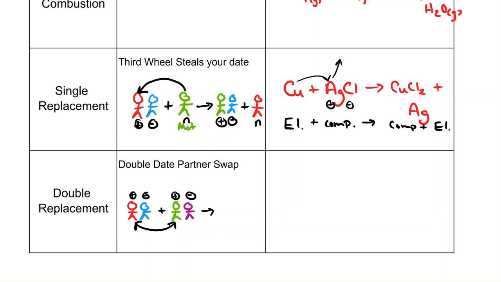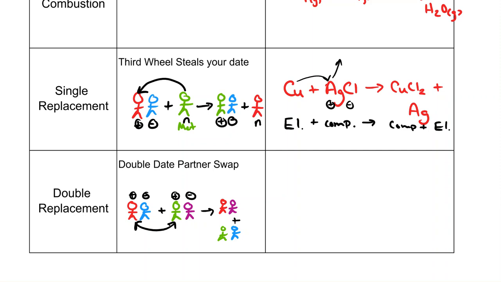And so what you end up getting is this positive is with this negative now, and this positive is with this negative now. And that's not what they had before, right? So now the red positive is with the purple, whereas the red was with the blue. Whatever, okay, you get it.